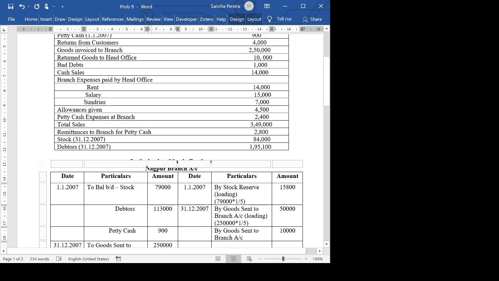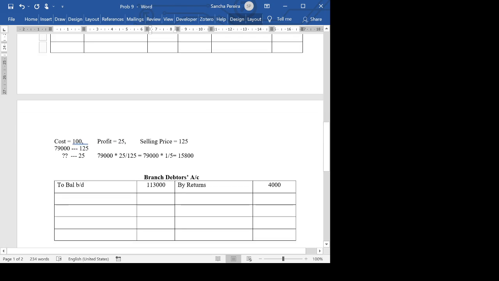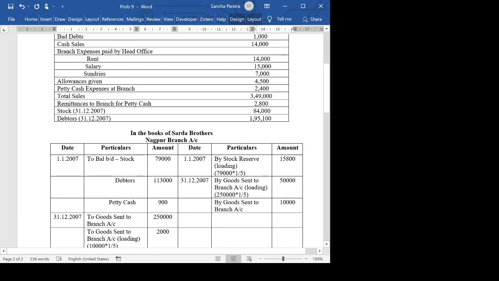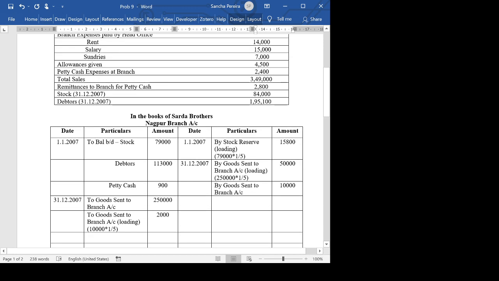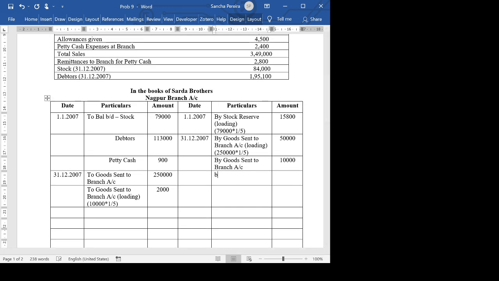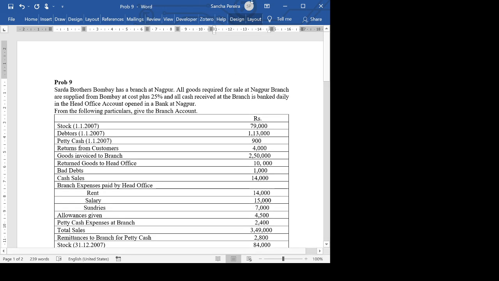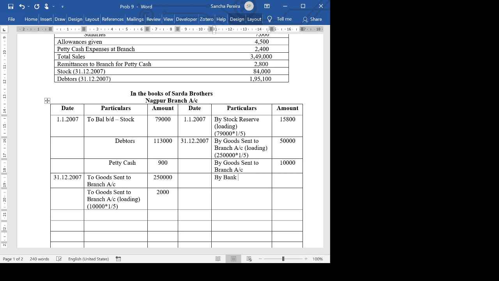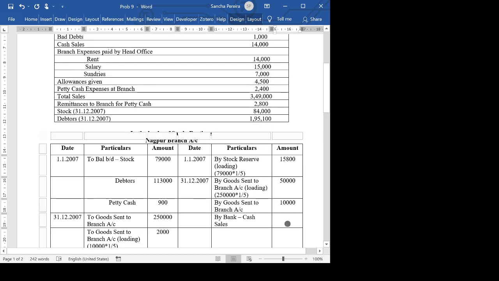Next we have bad debts 1,000 that come in the debtors account. By bad debts 1,000. Cash sales 14,000. Why am I taking cash sales? Because of this: all cash received at the branch is banked daily in the head office account. So I will show it as by bank, because it is sent by bank. Cash sales are given as 14,000.